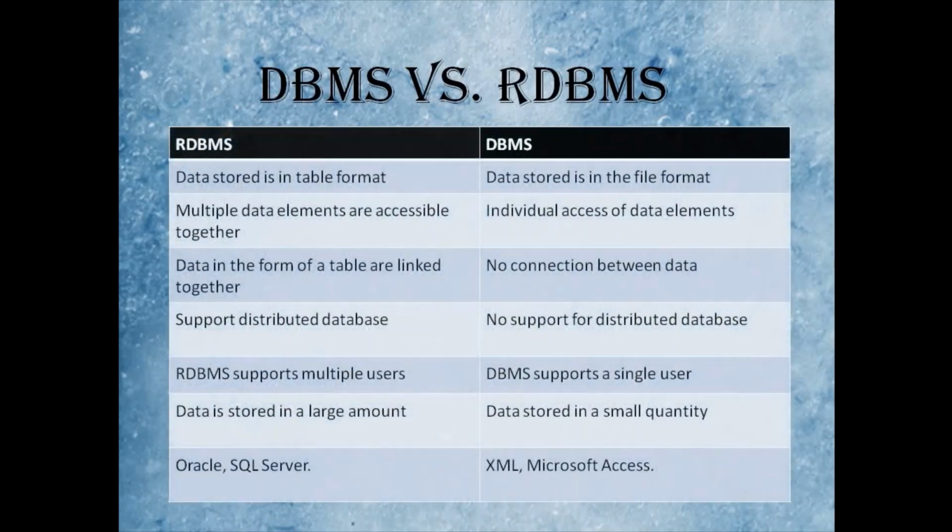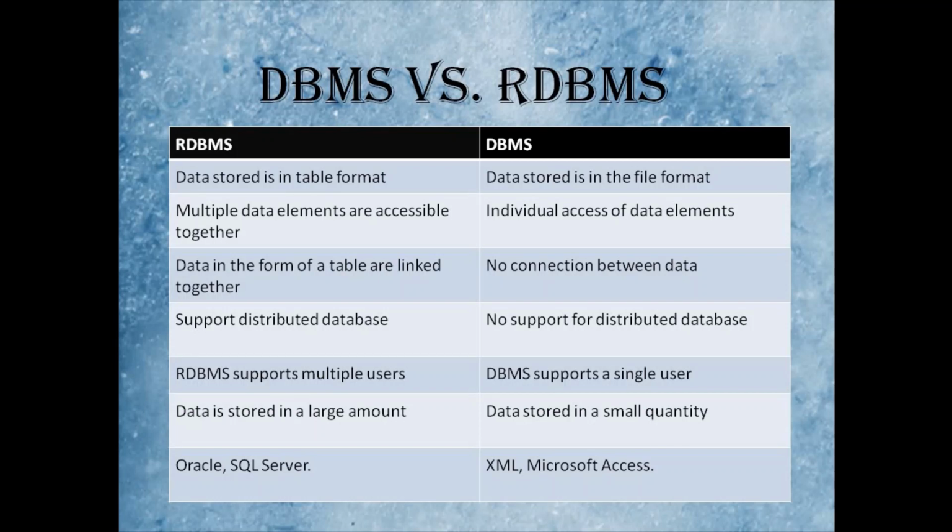Now, we'll discuss the difference between DBMS versus RDBMS, that is Relational Database Management System. In RDBMS, data is stored in table format, whereas in DBMS data is stored in file format. In RDBMS, multiple data elements are accessible together, and in DBMS, there is individual access of data elements. In RDBMS, data in the form of tables are linked together, and in DBMS there is no connection between data.